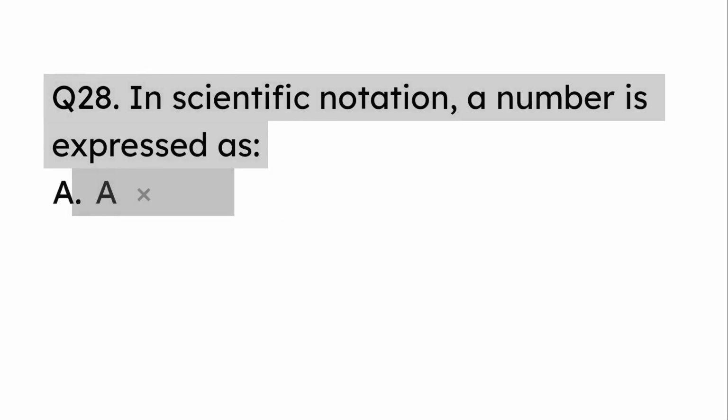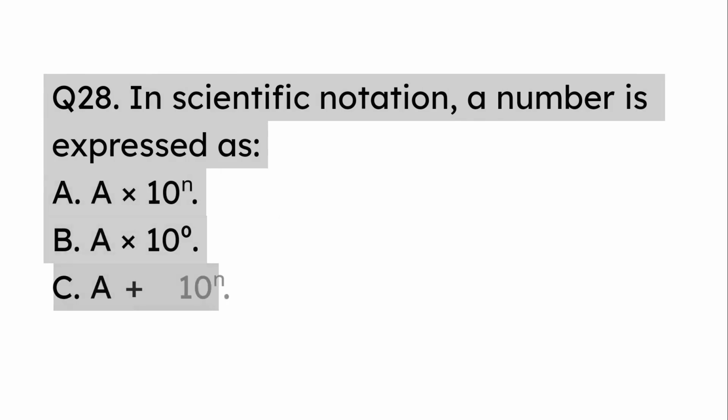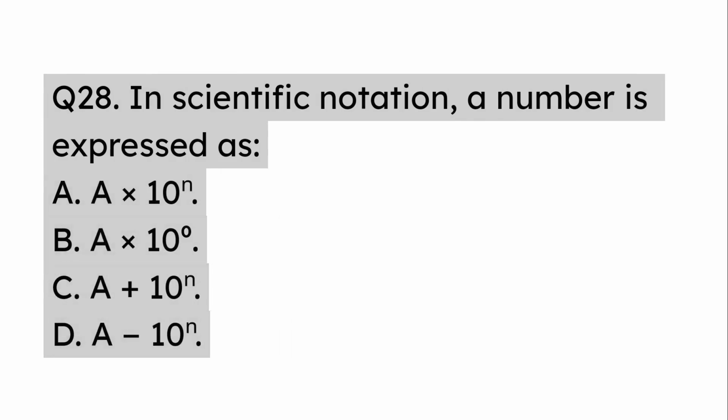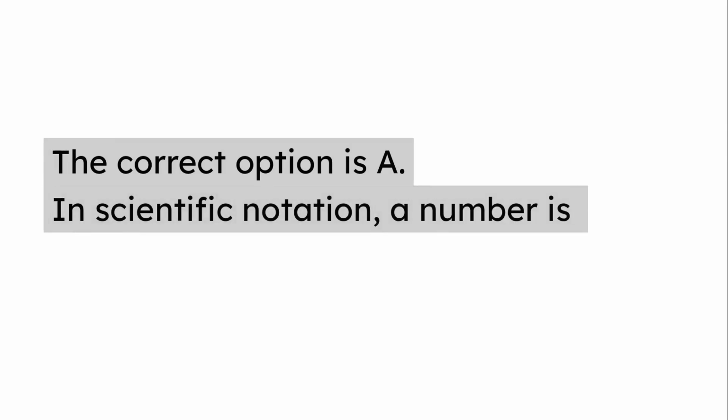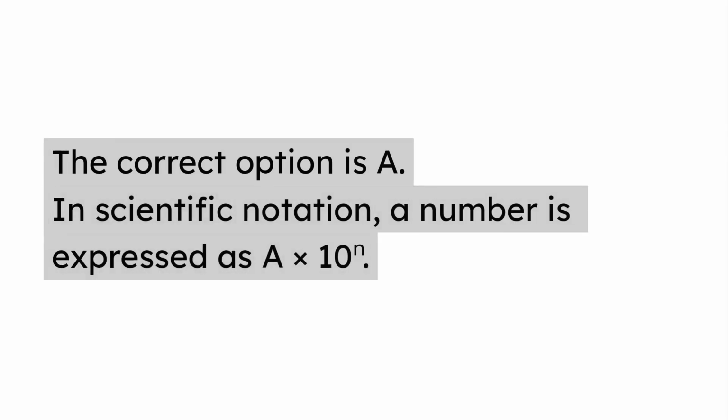Q28. In scientific notation, a number is expressed as A. A times 10 to the power of n. B. A times 10 to the power of 0. C. A plus 10 to the power of n. D. A minus 10 to the power of n. The correct option is A. In scientific notation, a number is expressed as a times 10 to the power of n.